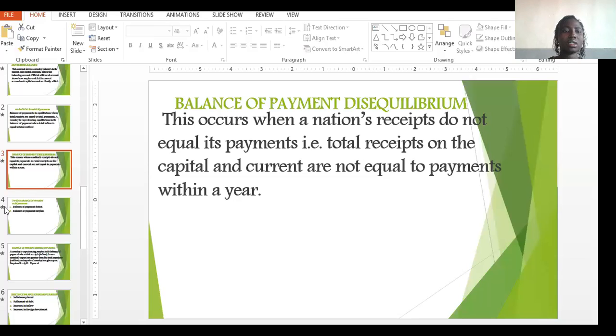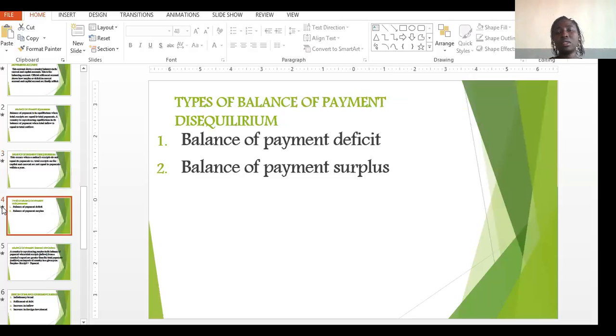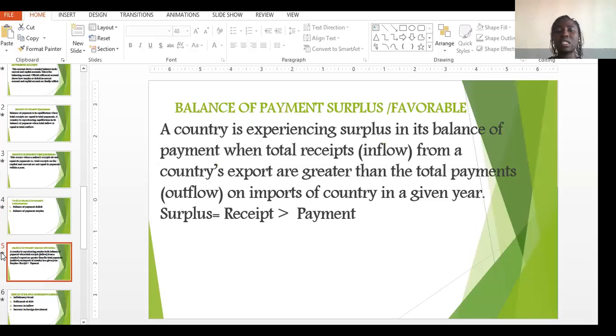So we look at the types of this balance of payment disequilibrium. The types are balance of payment deficit and balance of payment surplus. If we say it is not equal, it is either one is higher than the other or lower than the other. So we're going to look at them quickly. If we have balance of payment disequilibrium, it could either be surplus or deficit.